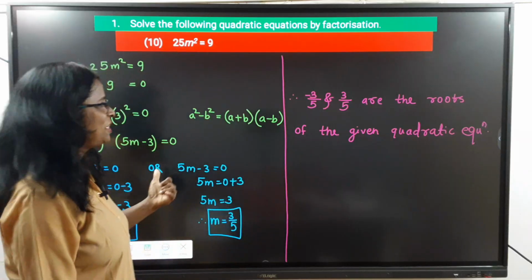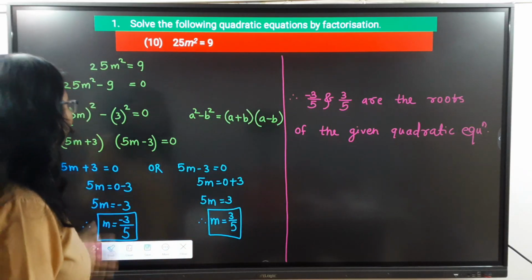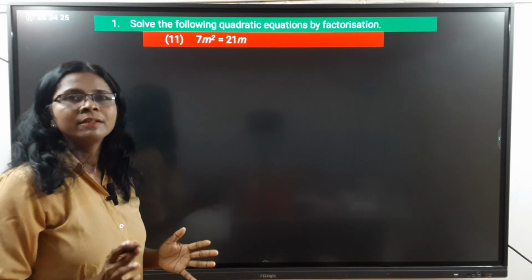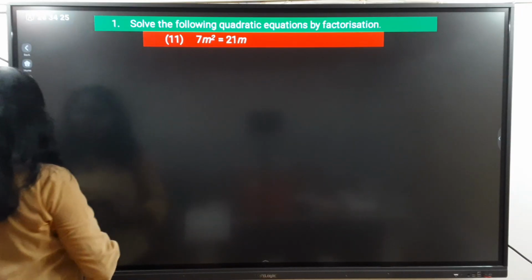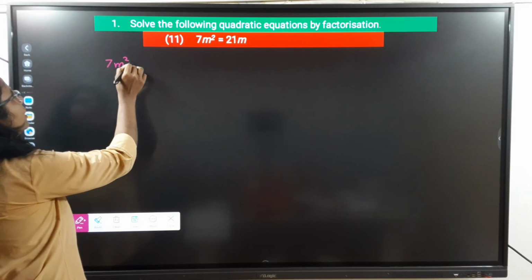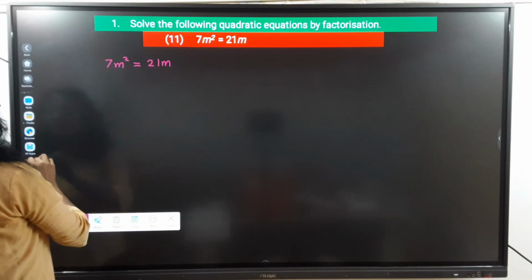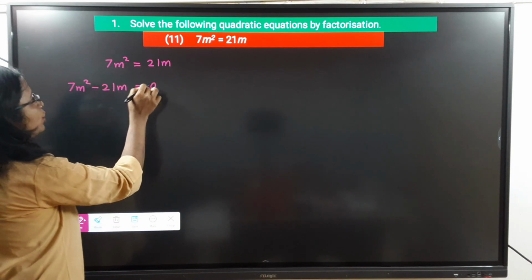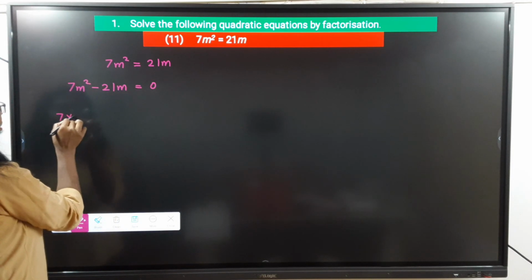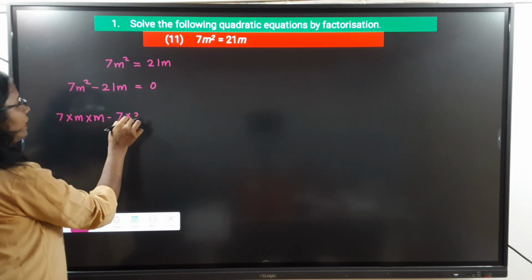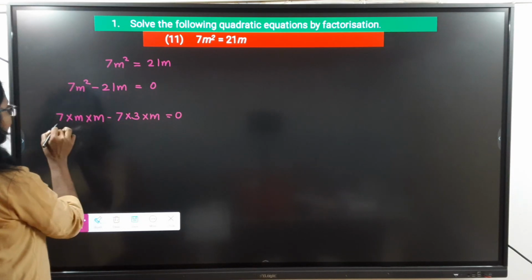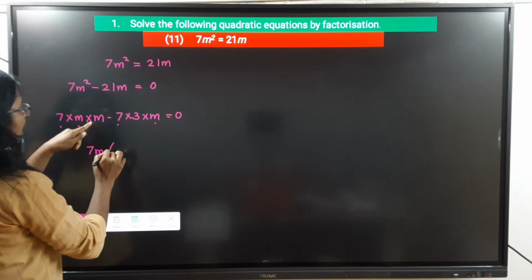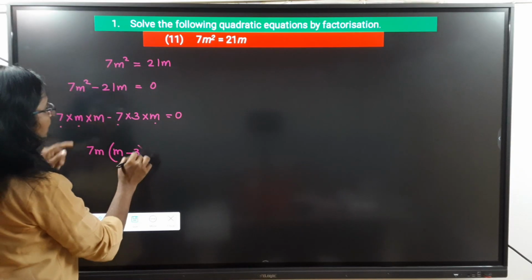Okay students, so this is the simplest method, the easiest method. Then see the next example: 7m square is equal to 21m. So here first we write down the equation as it is, 7m square is equal to 21m. Then further I simplify: 7m square minus 21m is equal to 0. So now here, students, that is 7 multiply m minus 7 threes are 21 multiply m is equal to 0. So now 7m is common, students. So here in the bracket we can write m minus 3 is equal to 0.